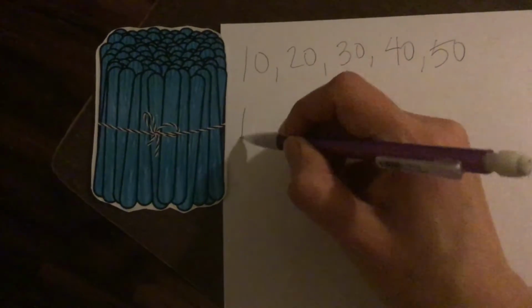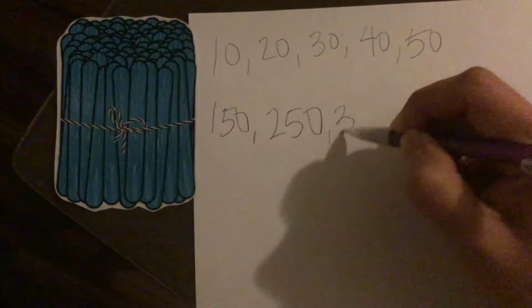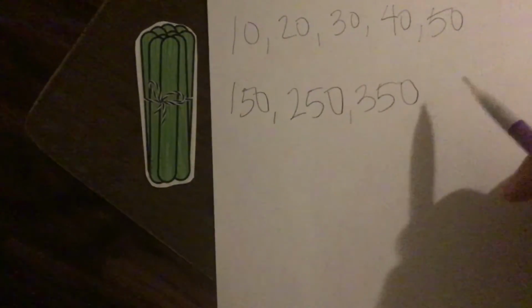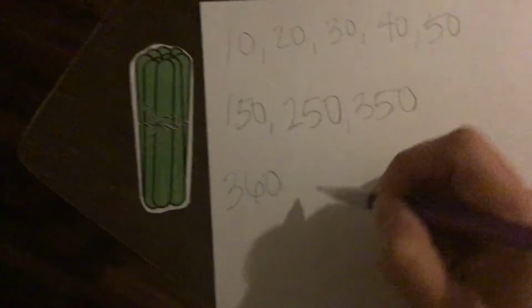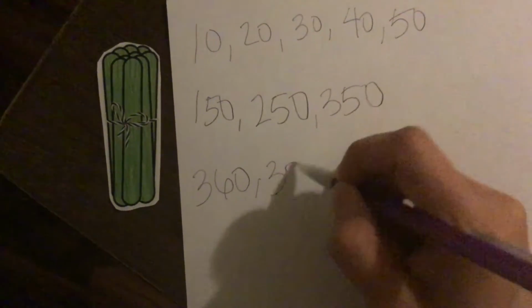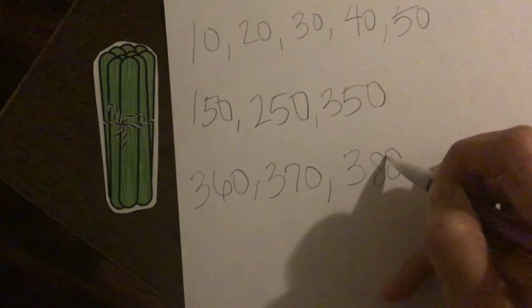Okay, very good. So now let's change it up and let's try this one here. We left off at 50, so now we'll do 150, 250, 350, and now let's switch it up and we will try this bundle here. We left off at 350, so then we'll go to 360, 370, 380.